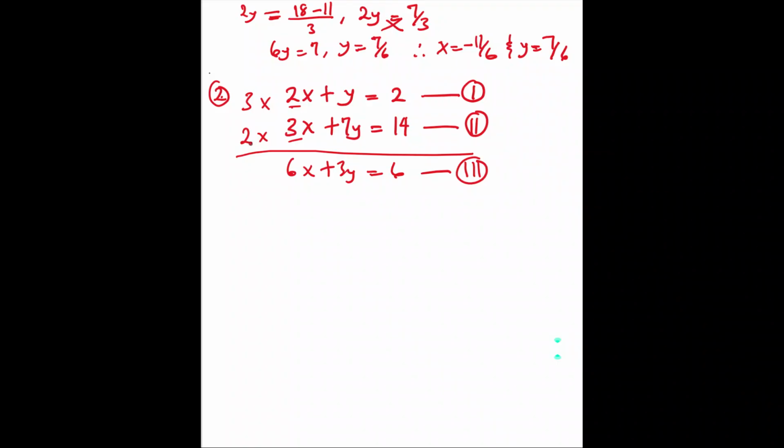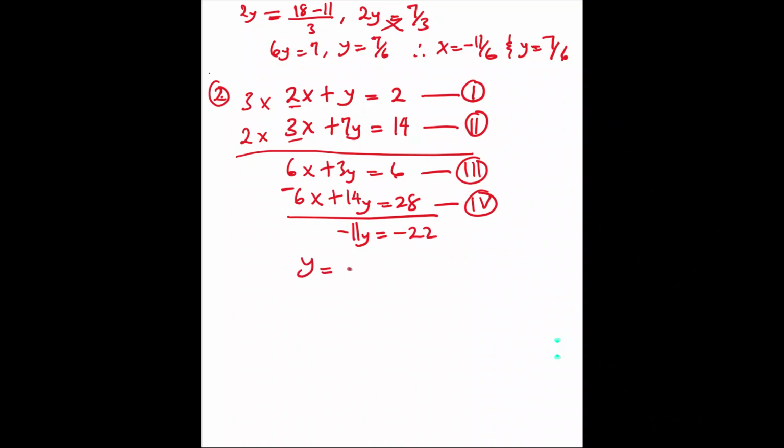Okay, so for the second equation, we do 2 multiplied by 3x plus 7y equals 14. We should get 6x plus 14y equals 28. That will give us equation 4. So now we can subtract these from each other. So 6x minus 6x is 0. 3y minus 14y is minus 11y. And 6 minus 28 will give us minus 22.